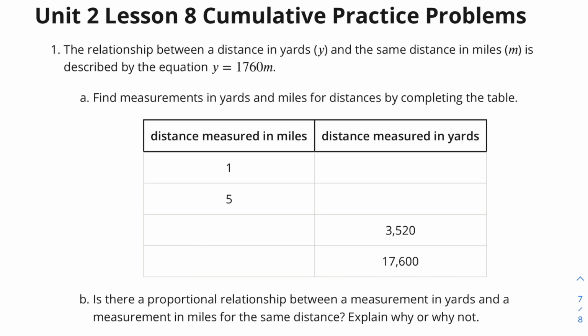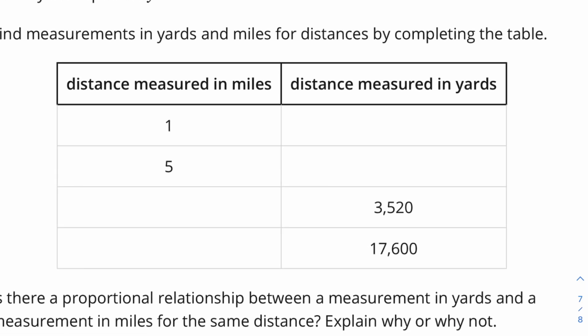What that equation means is that for every mile there's 1,760 yards. So we can write that right in the first spot here in column 1, 1760. Now I have to do 1760 times 5, and I get 8,800.